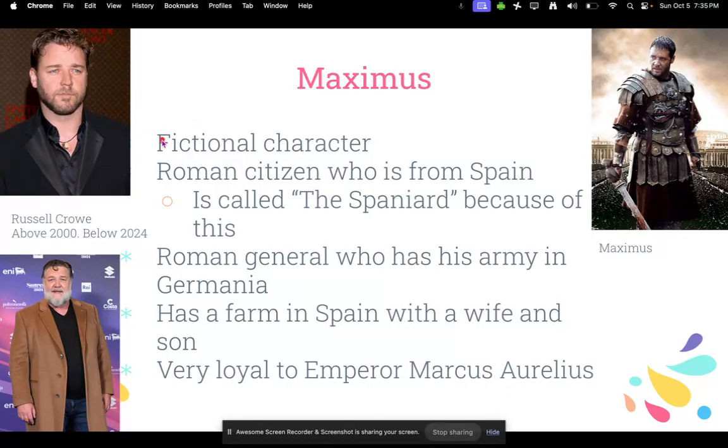He was a Roman citizen who is from Spain. That is why he's called the Spaniard in the movie. He was also a Roman general who has his army in Germania, which I'll show you a map of in a little bit. He has a farm in Spain with his wife and son, and he is very loyal to Emperor Marcus Aurelius. Again, he is a fictional character.